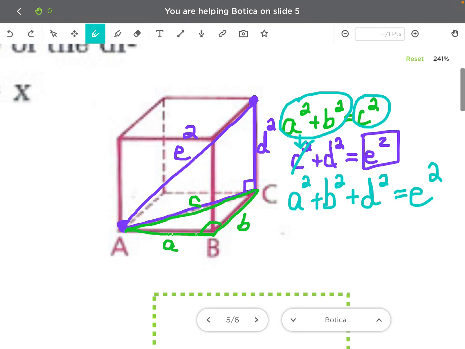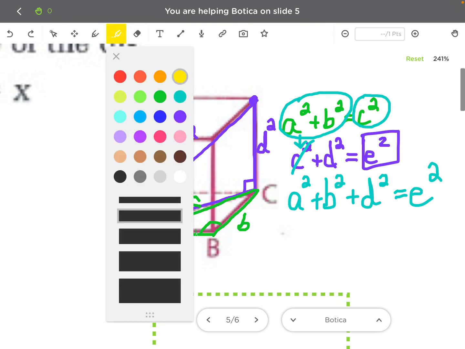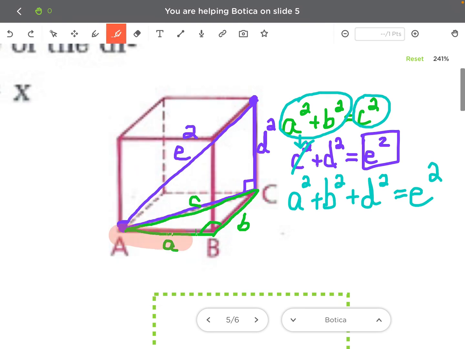Okay, so let's take a look at this. Again, A squared, which is the bottom, B squared, again, part of the bottom, and D squared, which represents the height of the cube. If you add all those up, it's equal to what we want, guys. It's equal to that E squared.